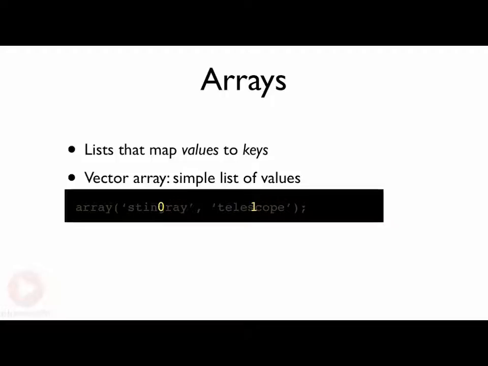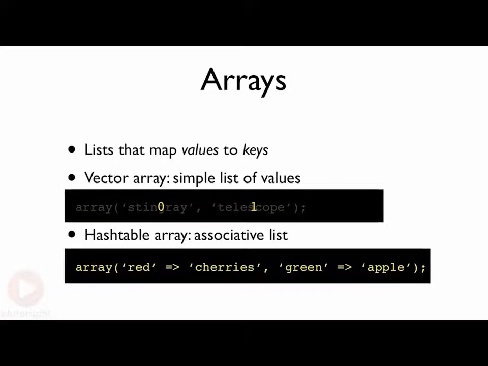The other common format of arrays in PHP are hash tables, or associative arrays. These arrays are indexed by strings or other values, not necessarily 0, 1, etc. So in our example here, we have an array of cherries and apple with the indexes of red and green.